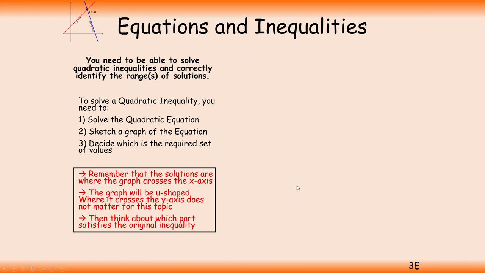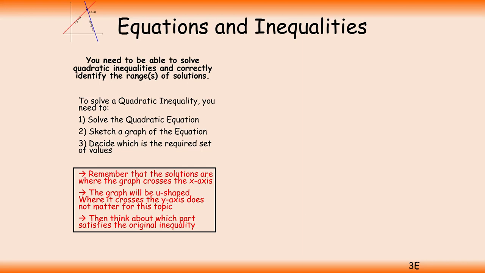Right then, in order to be able to solve quadratic inequalities, we're going to do three things. First, we solve the quadratic equation, and we generate what's known as the critical values. Second, we sketch a graph of the equation, and then third and final point, we decide on the range of values that we're going to take.